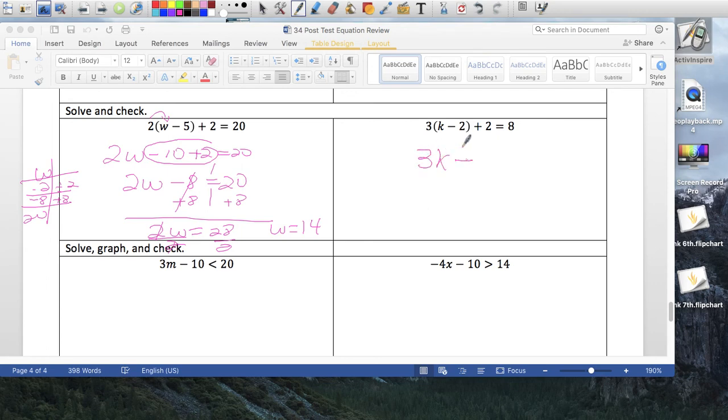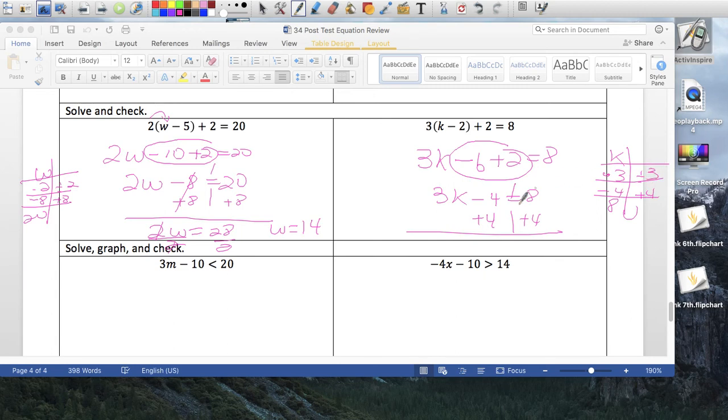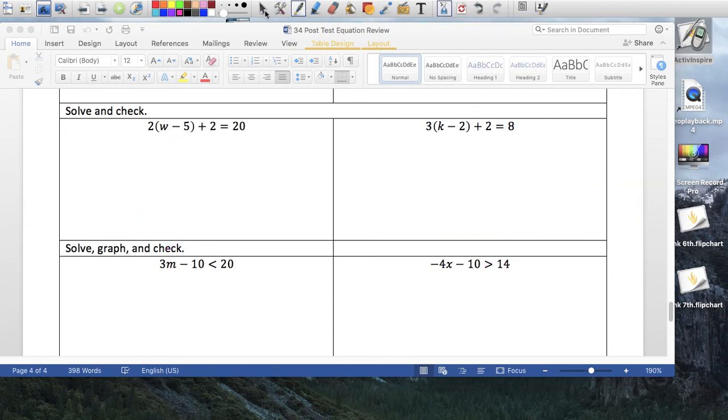3 times k is 3k, minus 3 times 2 is 6, plus 2 equals 8. Combine, so 3k minus 4 equals 8. Plus 4, right, you do. So you can get k times 3 minus 4 equals 8, plus 4 divided by 3. So plus 4, so I get 3k equals 12, divide by 3, k equals 4. And again, you can check later.